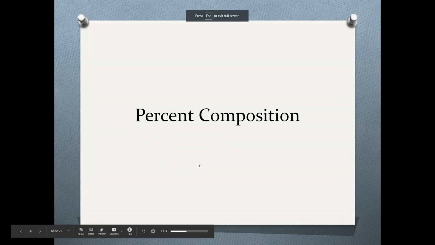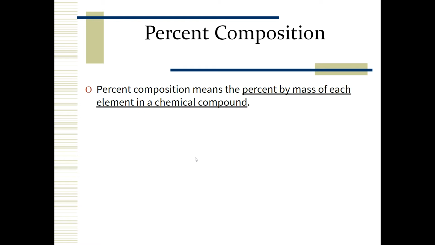Our next topic in mole concept is percent composition. Percent composition is the percent by mass of each element in a chemical compound. So what you're figuring out is the amount that each element accounts for in the compound's molar mass, which is not going to be equal for all elements because each element has its own individual molar mass. So some elements will take up a larger percentage of the total mass of the compound, and some will take up less.